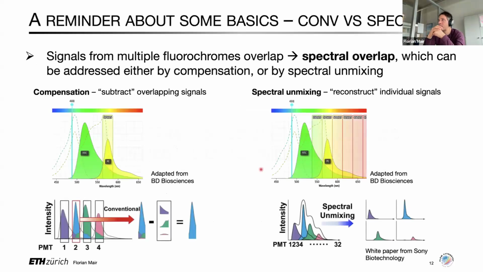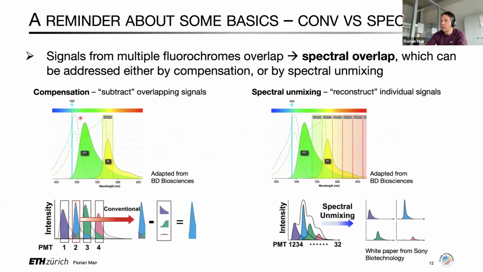But before I move on to the challenges and the new things, I just want to give a quick reminder of some basics where I feel there's sometimes a misconception, and this is still around, that people feel that when we do spectral unmixing, everything is different just because we do spectral unmixing. And in reality, that's not true. I think many of the problems and the concepts that we had when we did conventional flow cytometry are still exactly the same these days when we do spectral unmixing.